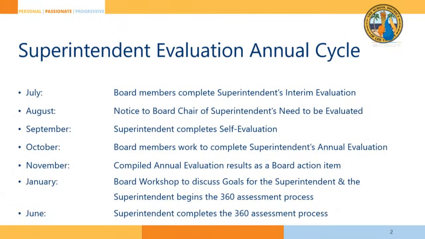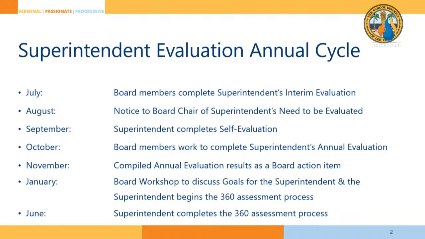Let's start by reviewing the evaluation annual cycle. This is not to be confused with the interim evaluation, which is really a mid-year evaluation. You can see the first month, July, is where the interim evaluation is completed for the superintendent. Then the board members receive the notice in August that per the superintendent's contract he needs to be evaluated.